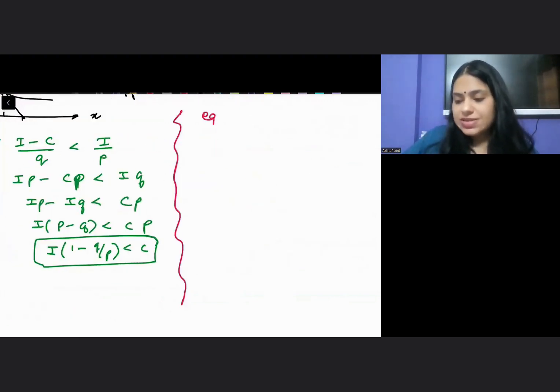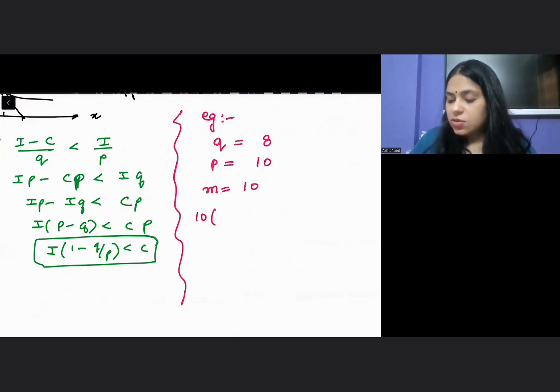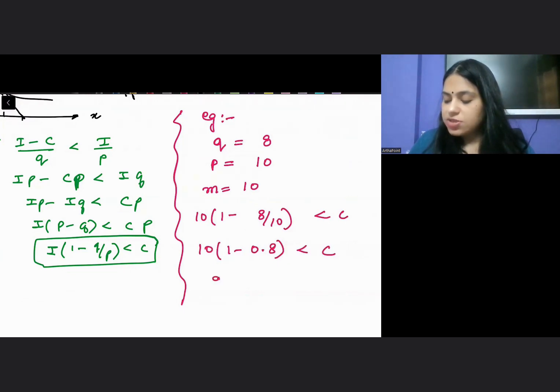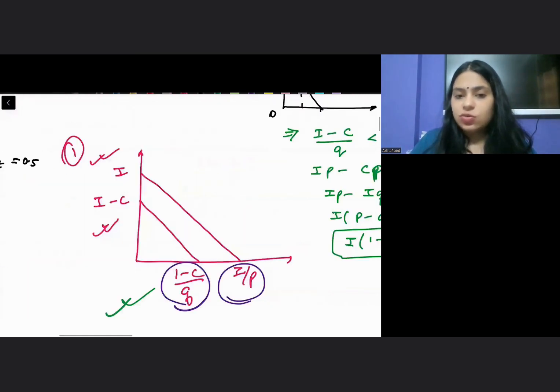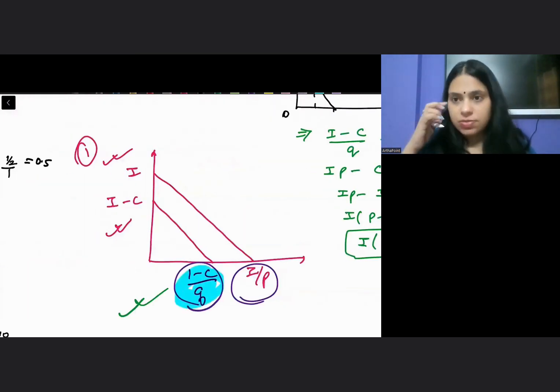So let me give you an example in this case. Let's say the price of the good in the distant market is 8 rupees. The price of the good in the local market is more, 10 rupees. And my income is also 10. So I get 10 times (1 minus 8 by 10) less than C, and 10 times (1 minus 0.8) less than C. So 0.2 into 10, that means 2 less than C. So if the cost of traveling is more than 2, I will notice that this budget line will lie exactly below the other budget line.